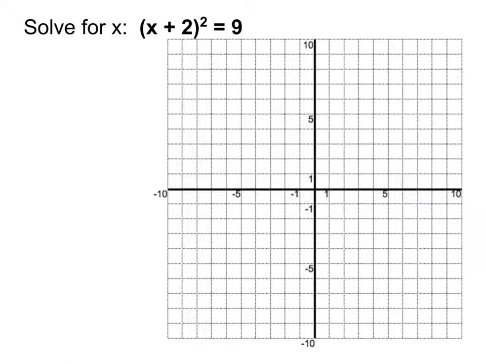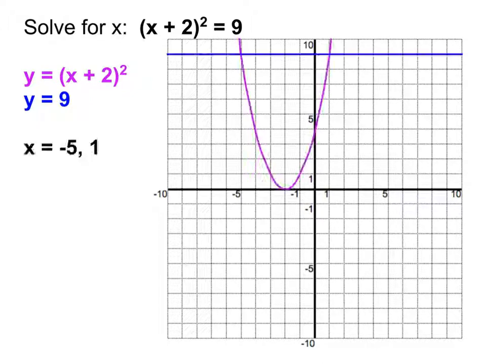So for doing this one, remember, in order to solve this by graphing, we end up setting it up as two separate equations. So I do y equals the left side and y equals the right side, then graph each of those. For that one on the left side, that gives us the U-shaped graph because it's a quadratic. I know that because it has that squared on it. And anytime I see that squared, I know I'm going to get that U-shaped graph. And then, of course, the y equals 9, that's just our horizontal line, and we're good to go from there.